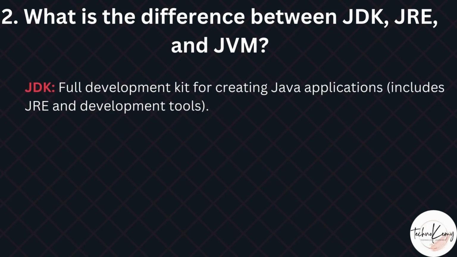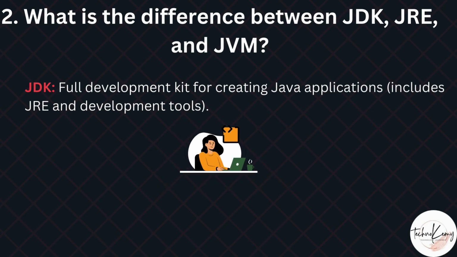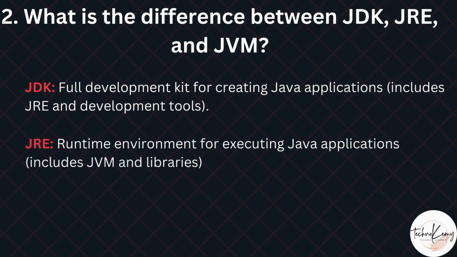Question number 2. What is the difference between JDK, JRE, and JVM? JDK stands for Java Development Kit. It's a full development kit for creating Java applications. It includes JRE and the development tools. If you are a developer, you will need it to write, compile, and debug your Java applications. Next, JRE, Java Runtime Environment. It is the runtime environment for executing or running Java applications. It includes JVM and libraries.